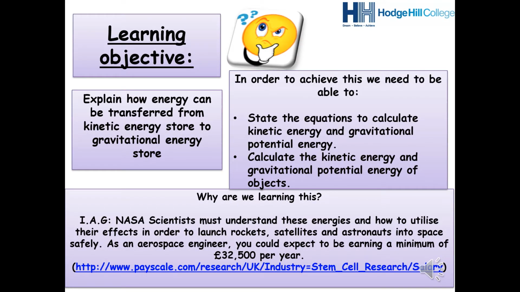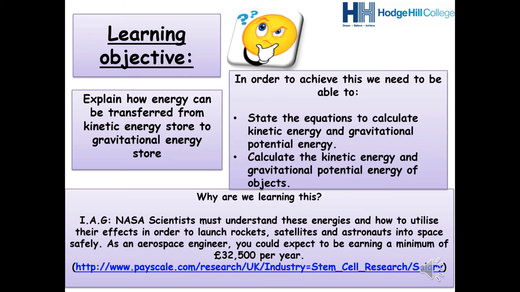Okay, so your learning objectives for today then. Remember what we have is our key high level objective on the left hand side, which is to explain how energy can be transferred from the kinetic energy store to the gravitational energy store. Before we get to that stage, we need to be able to do the 2 bullet points on the right hand side. So in order to achieve that higher level objective, you first of all need to know what the equations are for calculating kinetic energy and gravitational potential energy.